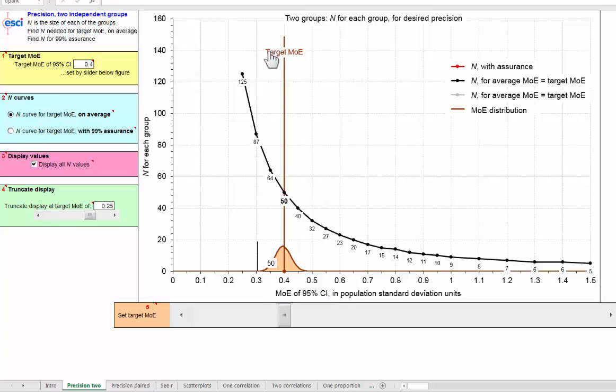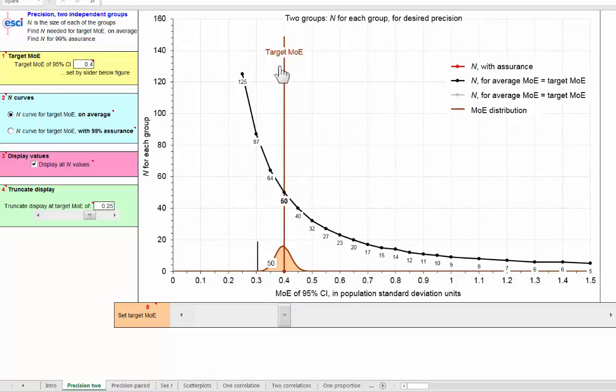Or if we want to set a target MOE of 0.4, then we need to use two groups of size 50. Two groups of size 50 will on average give us MOE of 0.4, but there'll be variation. And here is the sampling distribution of MOE that tells us about that variation. Most likely we'll get MOE round about 0.4, but we could easily get MOE down to 0.35 or up to 0.45, but we'll virtually never get values above 0.5 or below 0.3.